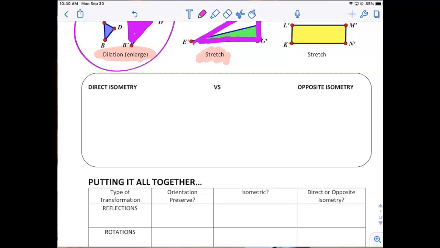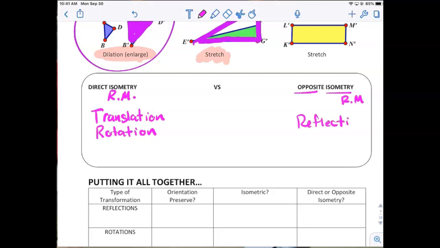A direct isometry is just a direct rigid motion. And that would be if you translated something, or if you rotated something. An opposite isometry, or an opposite rigid motion, is a reflection, because it's still a rigid motion. It's still the same shape. It's just flipped the other way. It's flipped in an opposite orientation. A translation and a rotation are direct.